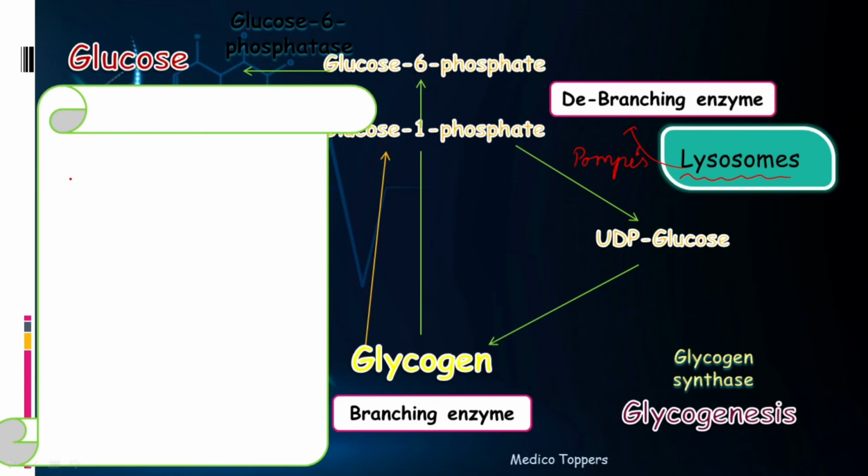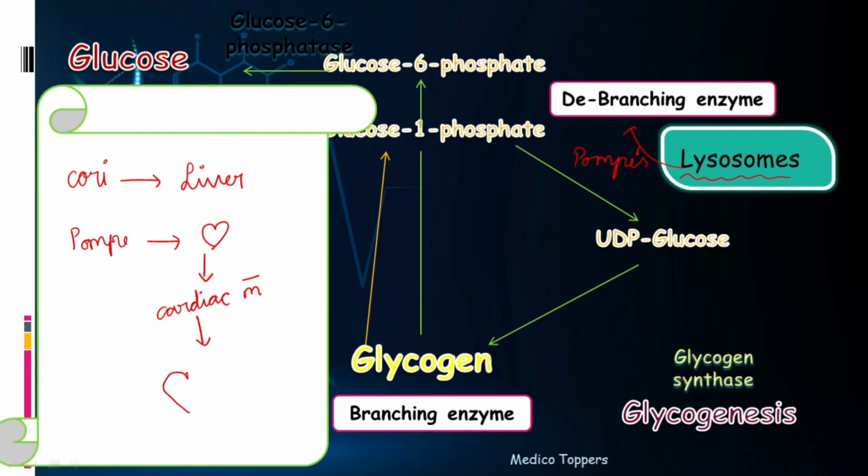Already we had seen in case of Cori's disease, this abnormal glycogen gets deposited in the liver. But in case of Pompe, it gets deposited in the heart, which is mainly nothing but cardiac muscles. So this glycogen gets deposited in the cardiac muscle, which leads to a bigger size of the heart, that is cardiomegaly. Okay. So this is the exact mechanism for this Pompe's disease.